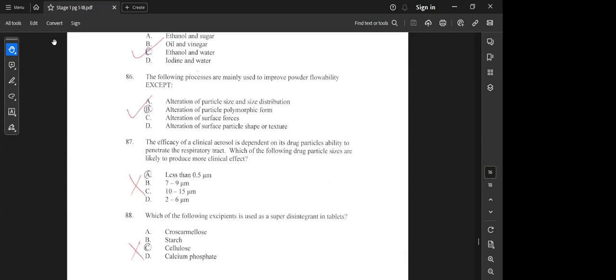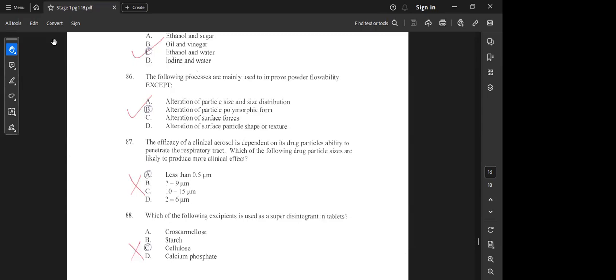So why starch and not croscarmellose? Yeah, why starch? I'm wondering the same. I think based on what you've read, then it would be the croscarmellose. I didn't know about the capability of starch.